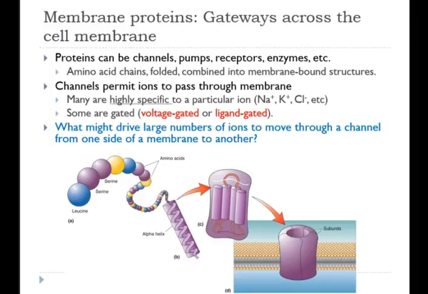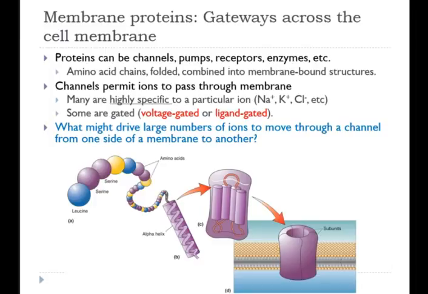But if you're going to try to get directional movement, so if you're trying to get potassium ions to go from the inside to the outside, or the outside to the inside, when would that happen? What would be the circumstances that would cause that? What do you think? Concentration gradient. Okay, so maybe you have a concentration gradient difference.